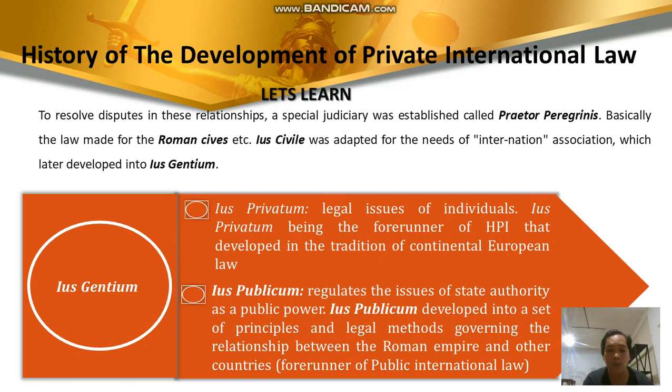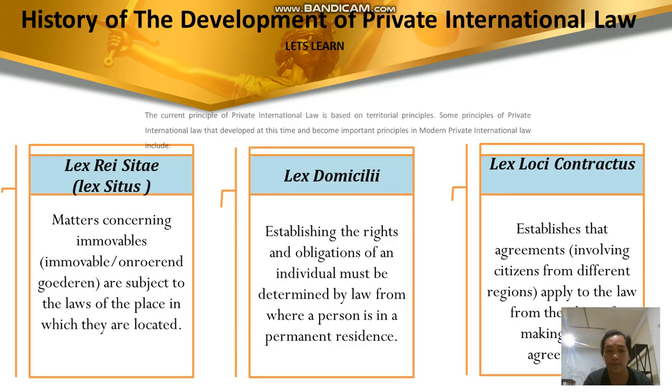Point two, ius publicum. Ius publicum means it regulates the issues of the state or the authority as a public power. Ius publicum developed into a set of principles and legal methods governing the relationship between the Roman Empire and other countries.